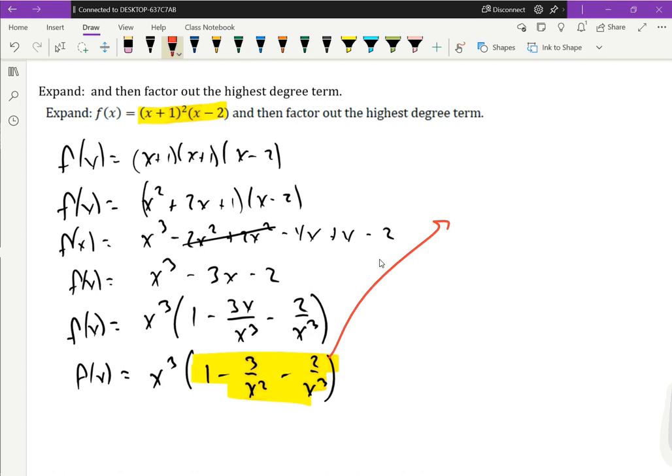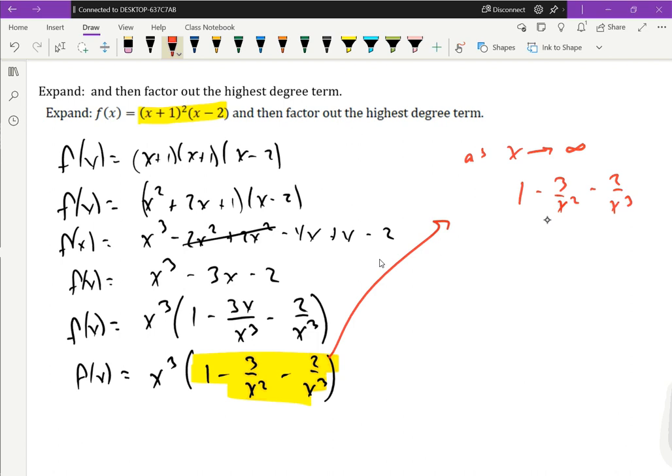I further want to take a look at this spot. So let's take a look at this. As x goes to infinity, as x goes way out to the right, what happens to 1 minus 3 over x squared minus 2 over x cubed? So as x gets really, really big, this 1 stays as 1. This piece here, if I'm dividing by a very, very, very large number, this whole thing is going to end up going to 0.